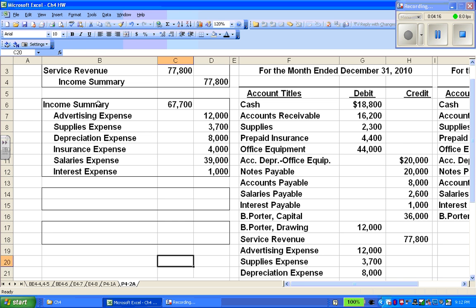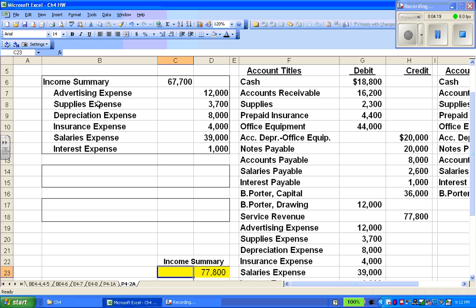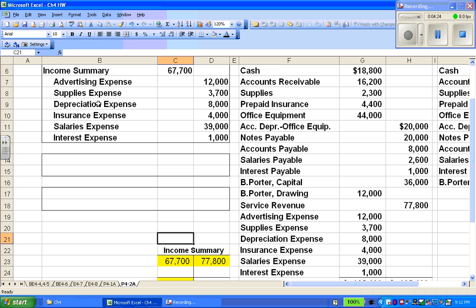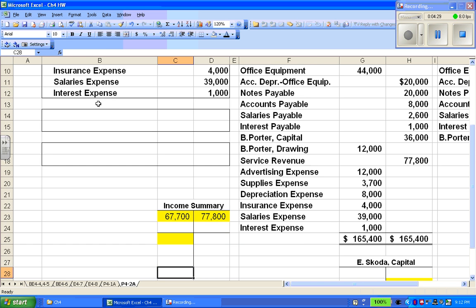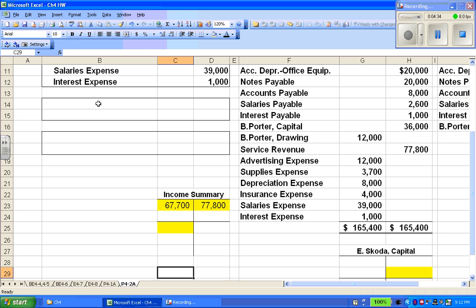So let me put that amount in my income summary. That's 67,700. Okay. Now, I still have two more entries to make, but I want to close out my income summary, and I'm going to close that out to my capital account. So before we make the entry to close out the income summary, what I need to do is find out what my balance is. My credits are greater than my debits, so that means I have a net income. But let me get that amount.